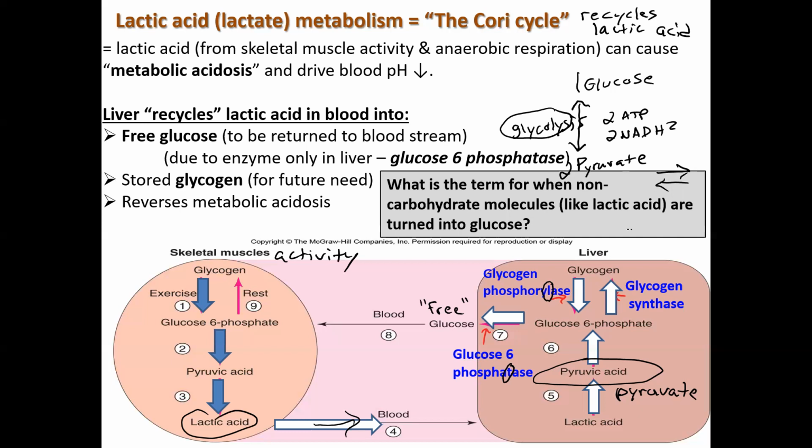So genesis means create. So that's part of it. The neo is the novel. And what are you making? Glucose, sorry. Making glucose from a novel source. Metabolism of lactic acid, you make glucose from it. You're making carbohydrate from a non-carbohydrate source, gluconeogenesis.